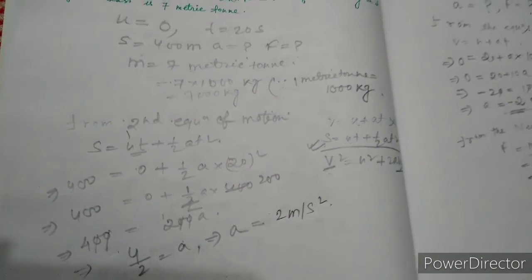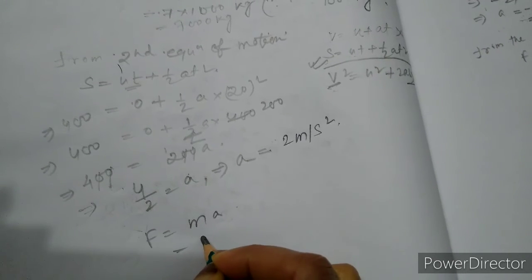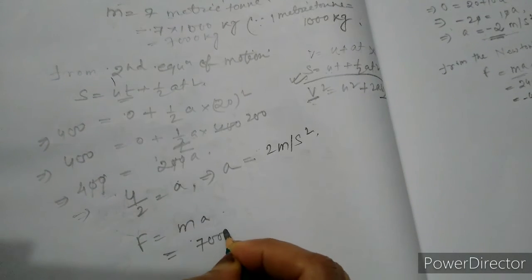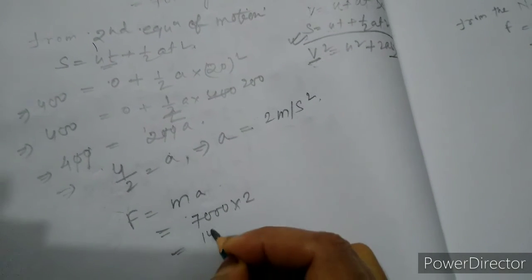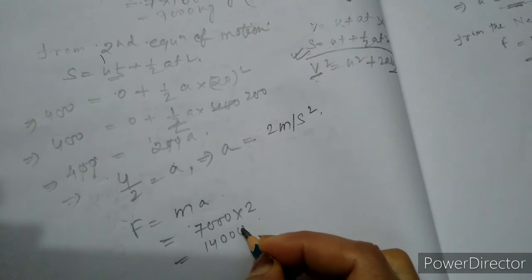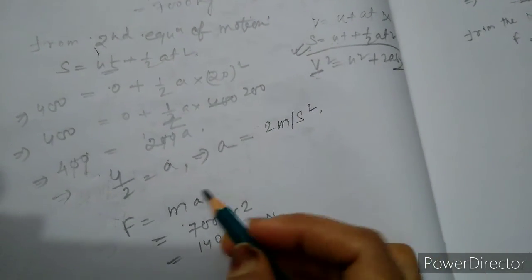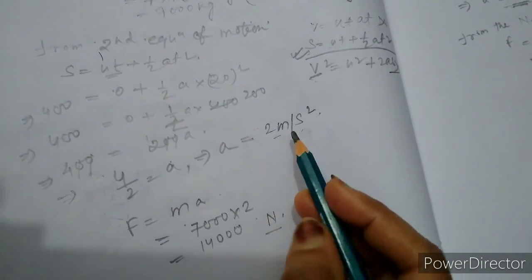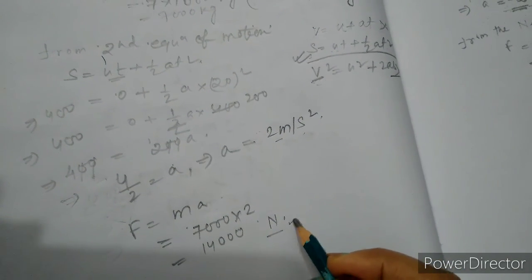Now you can easily find out the second question, find the force. So F is equal to ma. m is given, that is 7000 kg, and a you have got 2. So it will be 14000, and its unit will be Newton, because all these data are in the standard unit, that is meter, second, kg, the MKS system. That's why you can easily write Newton. Okay.